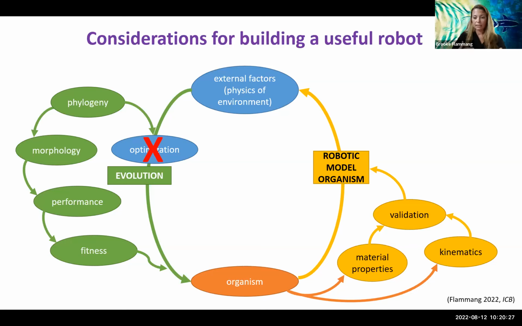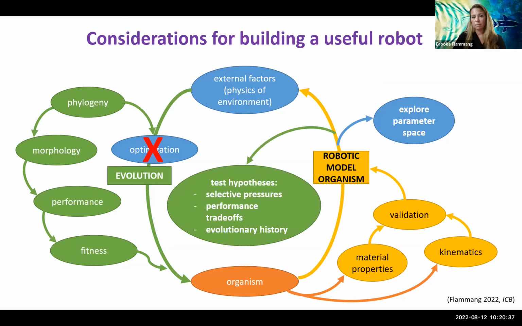And I'll go into that in a little bit of detail. Once we have our validated robotic model organism, we can use that to explore a broader parameter space and ask those questions that we couldn't ask with just the organisms themselves. This might allow us to test hypotheses with things like selective pressures and performance trade-offs in evolutionary history, and ultimately allow us to build a more optimized design if we have a goal for a deliverable robot that in some way does things better than the organism itself.